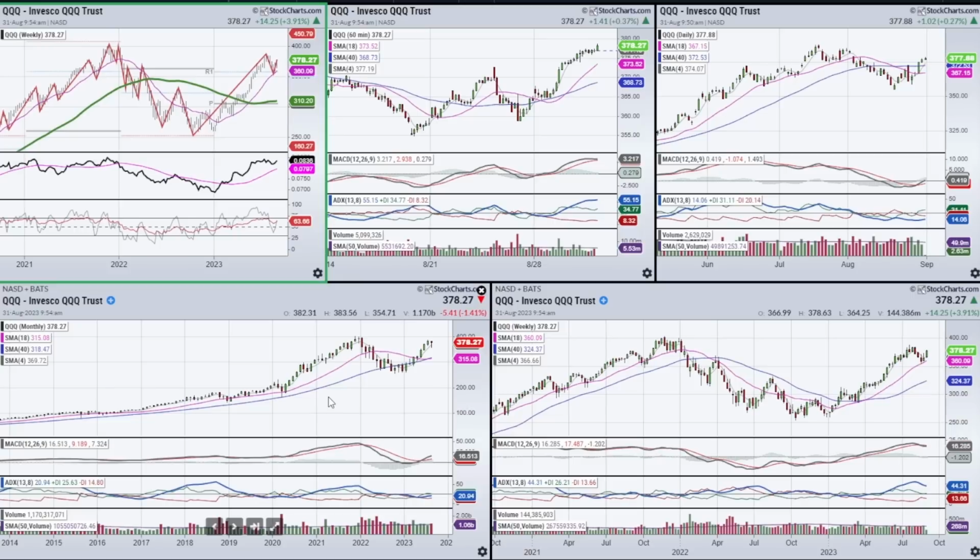So I really like this look. When I get a call from an institutional client asking me about a stock, this is pretty much the format I'm looking at, trying to look at everything that I can find all at one time. So we'll start with the QQQ.